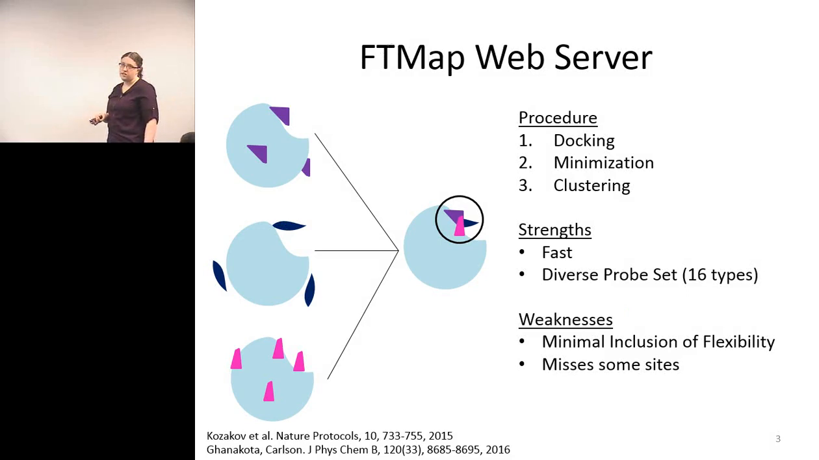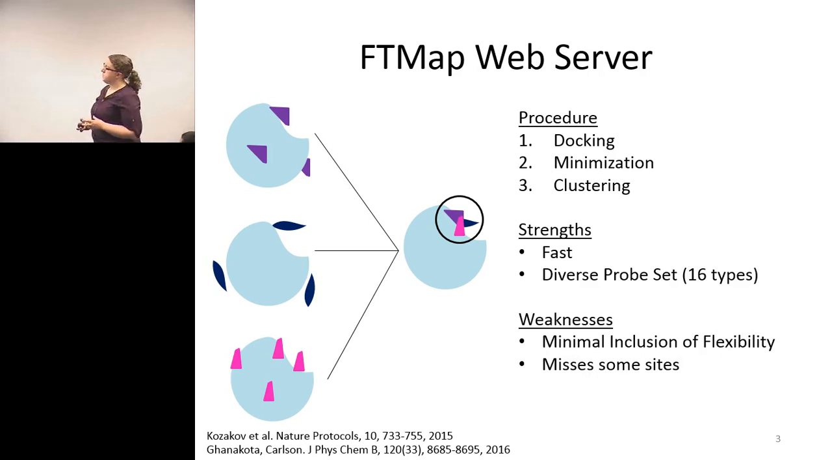FTMap is a web server that takes either protein, DNA, or RNA structures. They have 16 different small molecule probes. They take each of these probes and position them across the protein surface. These are then energy minimized to identify favorable interaction sites, and then they're clustered to identify sites where these probes are making interactions within a region.